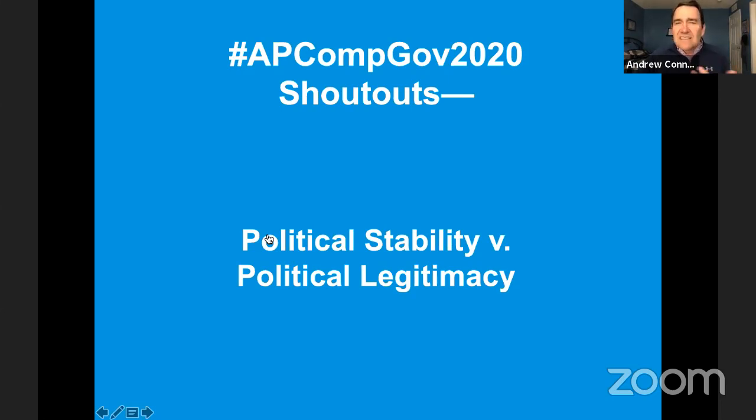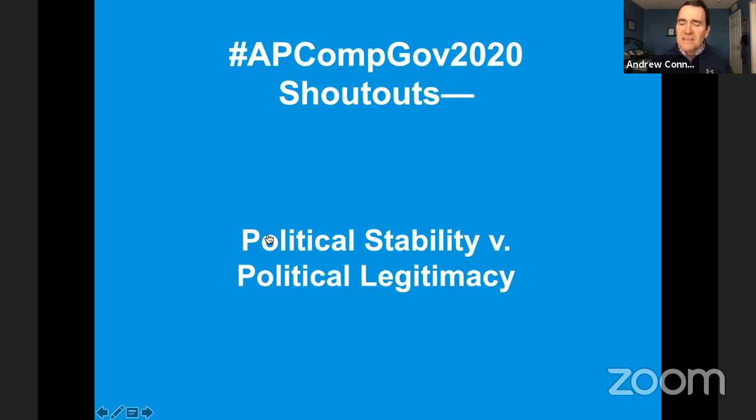Political legitimacy is less concrete. Political legitimacy is a psychological element. Political legitimacy is the belief by citizens that their government has the right to rule. Whether it be the government of China or the United Kingdom, does this government have the right to tell me what to do? That's political legitimacy, which is more of a psychological concept.